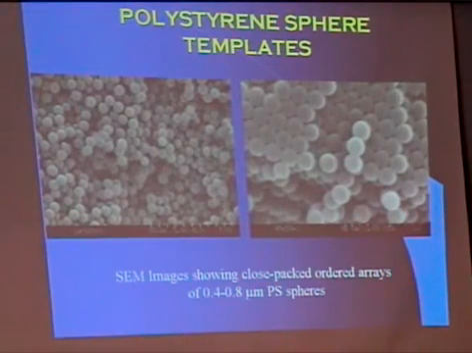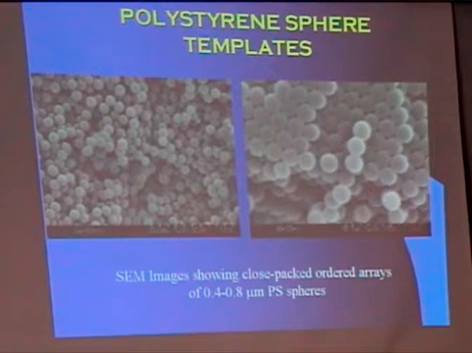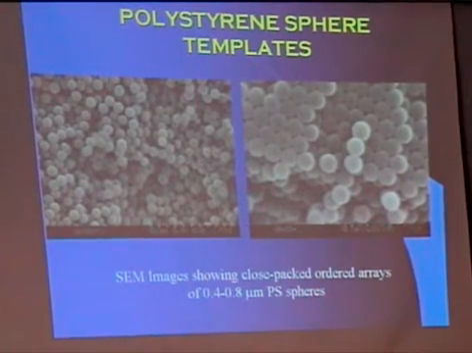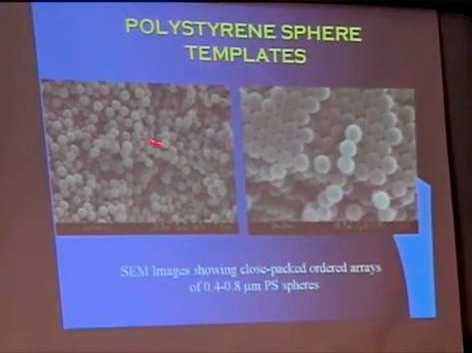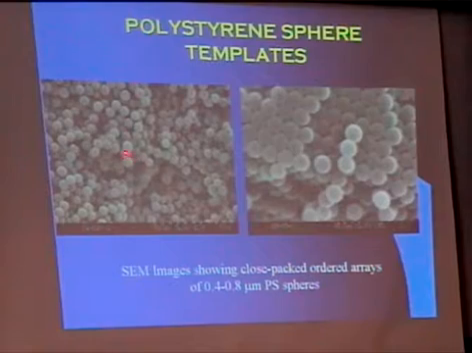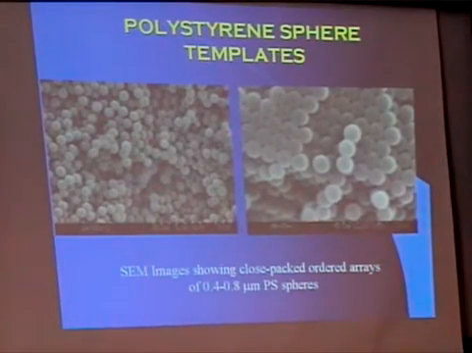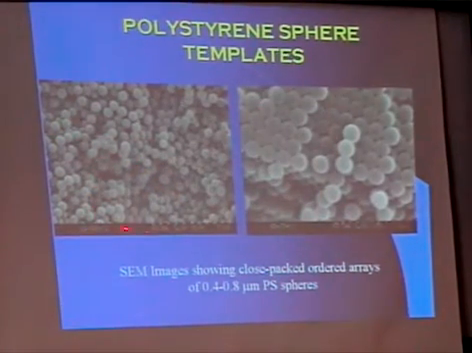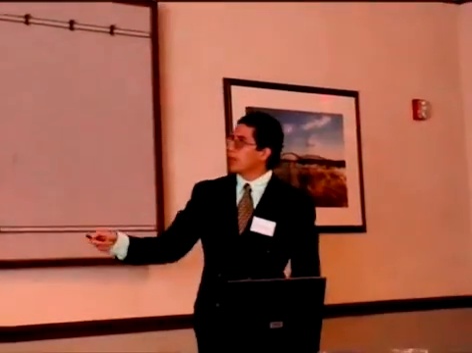Let me show you the spheres, the template that we are using for this synthesis. We have synthesized these spheres using the emulsion polymerization process. This is, as you can see, very monodisperse colloidal spheres. Obviously, we can manipulate the size of the spheres. Then the idea is to form this colloidal array of spheres. This is done simply by centrifugation or sedimentation.